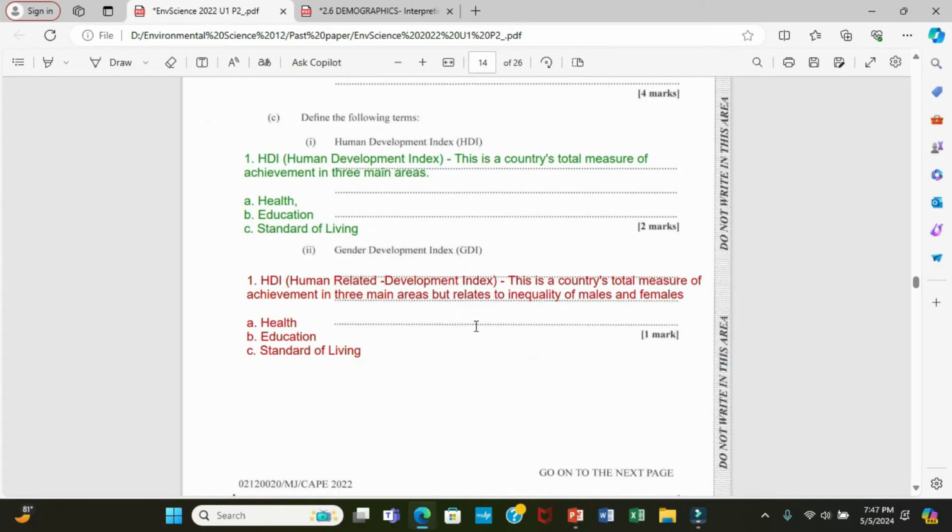The Human Development Index. This is a country's total measure of achievement in three main areas, but relates to inequality of male and female. So it compares male to female in these three areas. All right. Now, what this is saying, guys, let me just revise. The more educated a female is, the more jobs they have, the better their standard of living, the more equal we are as humans, the more growth rate will remain stable. It's better. The economy, the country will be better. That's what they're saying.